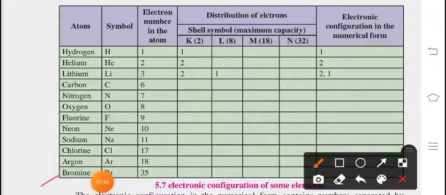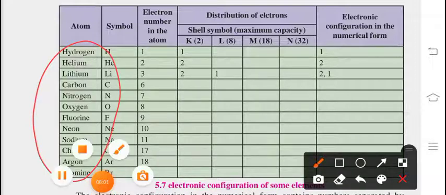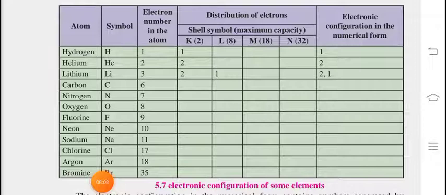Next is bromine, 35. Now here it will be 2, here it will be 8. So it is 10. 35 minus 10 is 15. Out of 15 we can write overall 15 over here only, because the capacity is 18. So hence the electronic configuration is 2, 8, 15. In this way we can write the electronic configuration of these many elements. This is a part of your homework which you have to write in your homework book.